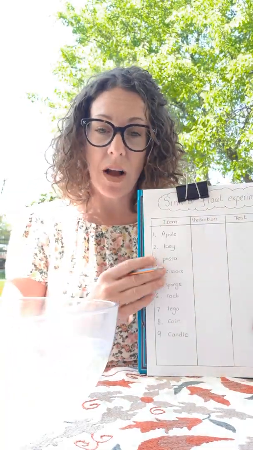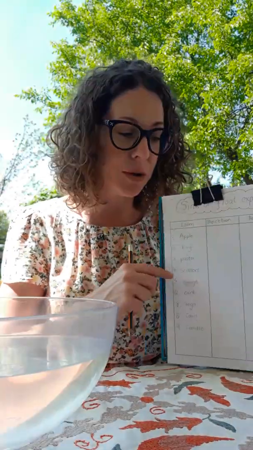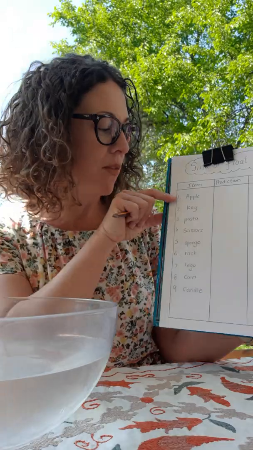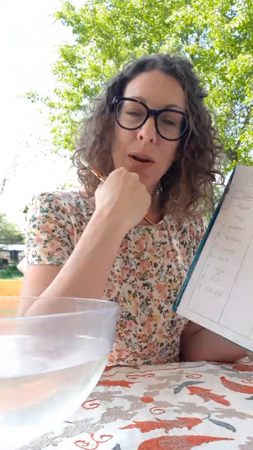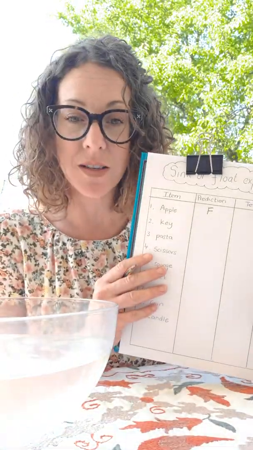I'm going to show you how to do one. I'm going to have a go at apple. So I've written apple as my first item. I'm going to make my prediction now. Do I think it will sink or float? I'm going to go for, I think it will float. So I'm going to write an F for float.